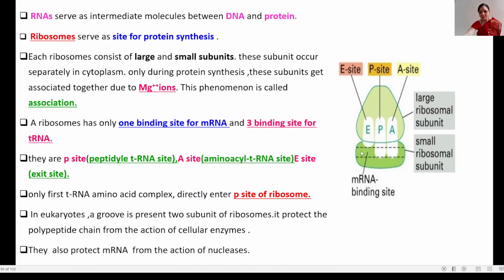It is the small ribosomal subunit. It is the larger ribosomal subunit. It consists of one binding site for the mRNA and 3 binding sites for the tRNA, that is the E site, P site and A site. Okay, now see the mechanism of protein synthesis.